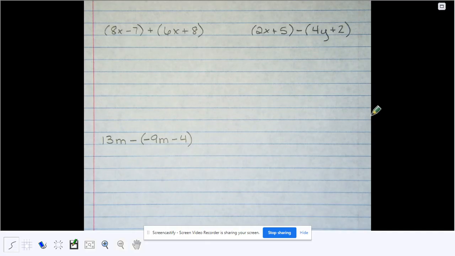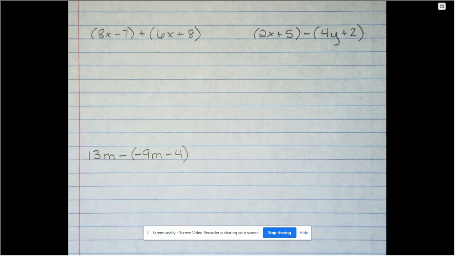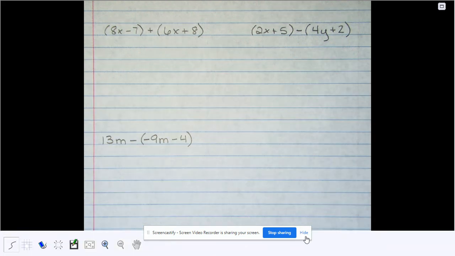This morning, I wanted to work with you guys a little bit on combining expressions. Our textbook calls it adding expressions and subtracting expressions, but really it's the same thing. We're combining like terms that had been broken apart into two different groups. So let me give you an idea of how this shows up and how this works.